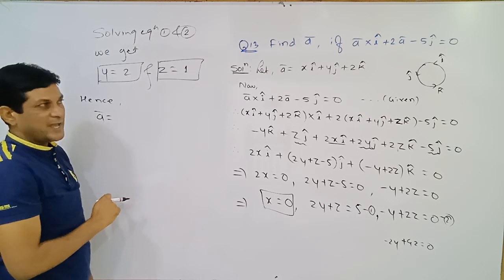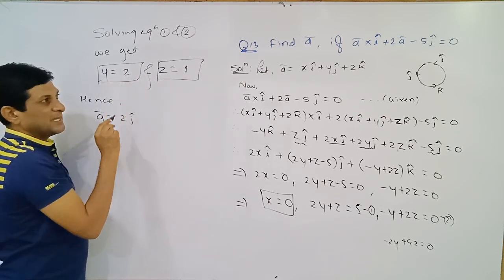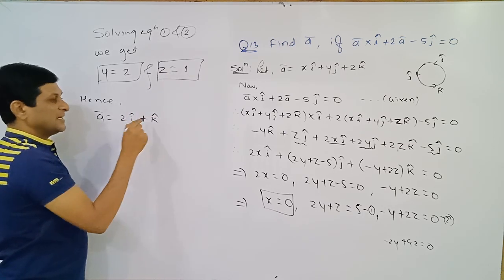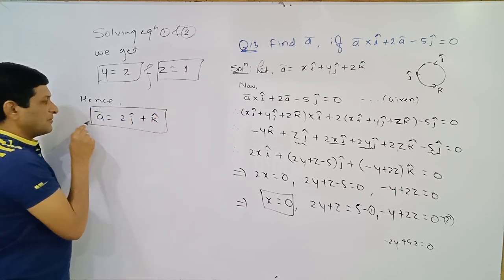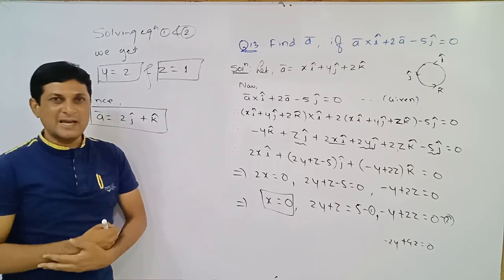Not necessarily writing 0 i cap. Plus y j cap. y is 2, so 2j cap. Plus z k cap. What is z? 1. Sorry, 1 into k cap means k cap. In this way, we have got our required vector a bar: 2j cap plus k cap.